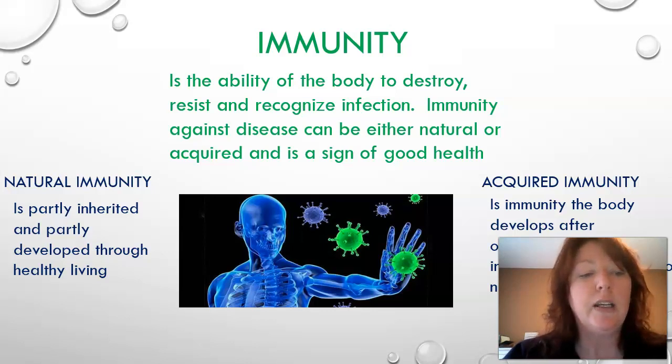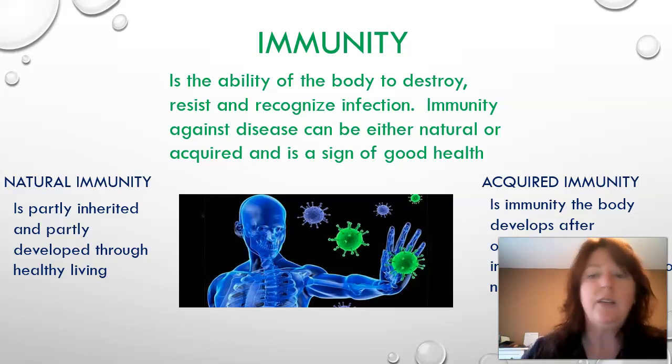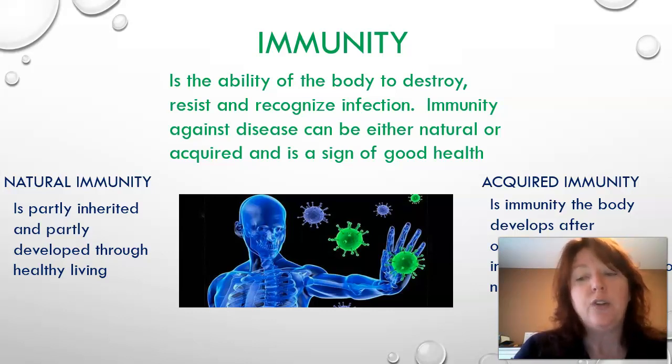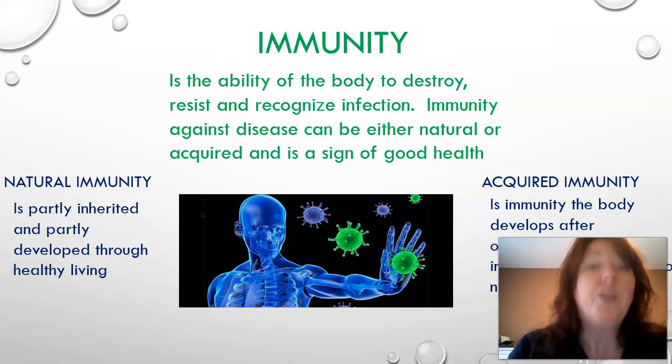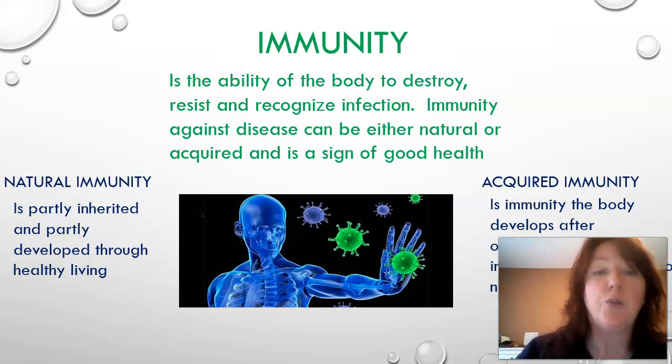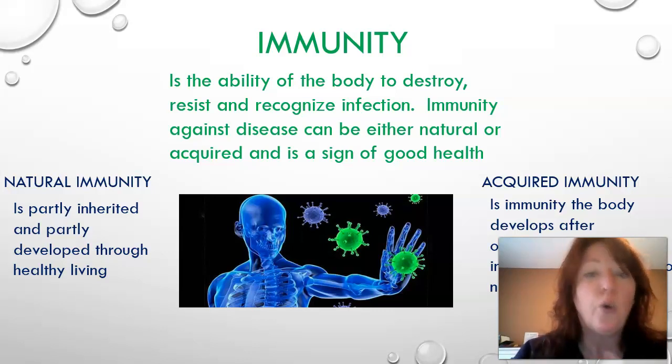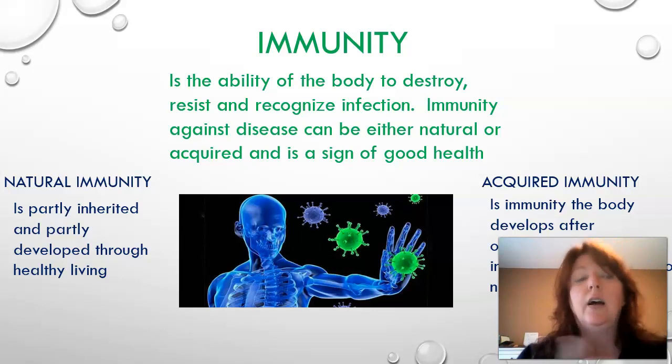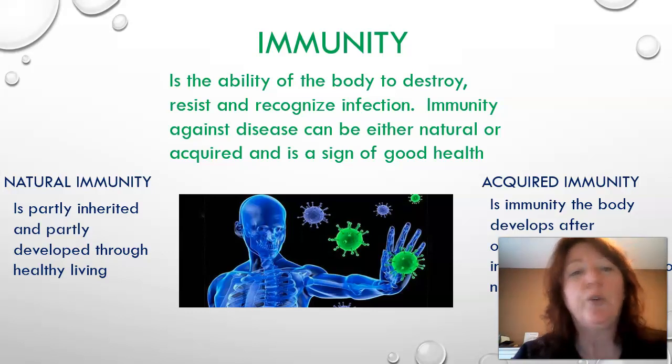Natural immunity is partly inherited and partly developed through healthy living. And acquired immunity is immunity that the body develops after overcoming a disease or with an inoculation or exposure to natural allergens. So acquired immunity would be, say, when you get the chicken pox when you're a kid. You get the chicken pox, then you don't get it again because now your body has acquired an immunity to it, or you've had an inoculation to it, versus natural immunity being that you don't get the common cold or the flu every year because your natural immunity is very good.